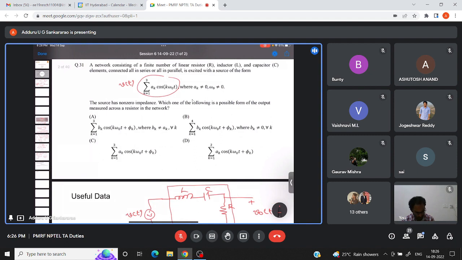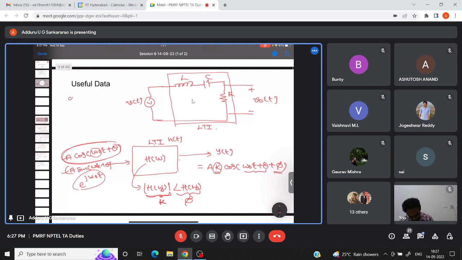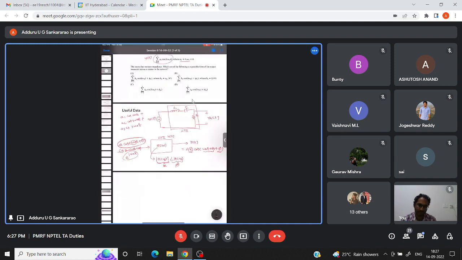So what is the input given? The input is sigma k equal to 1 to 3 of a k cos k omega naught t. So we have cosine signals as input: a1 cos omega naught t plus a2 cos 2 omega naught t plus a3 cos 3 omega naught t. Input given is this one. Now the output also should have 3 signals. The input has 3 cosine signals, so 3 harmonics are there. Definitely the output should also have 3 harmonics, but the amplitude will change and some extra phase will be added. That is the concept, right, based on whatever we have seen.